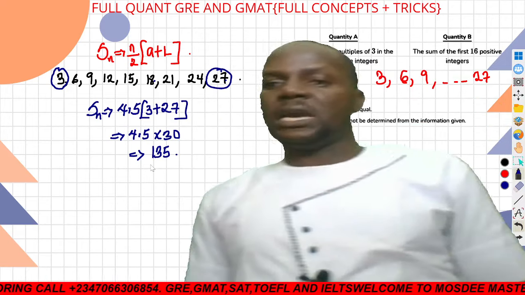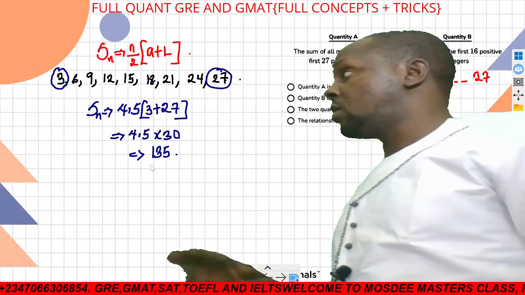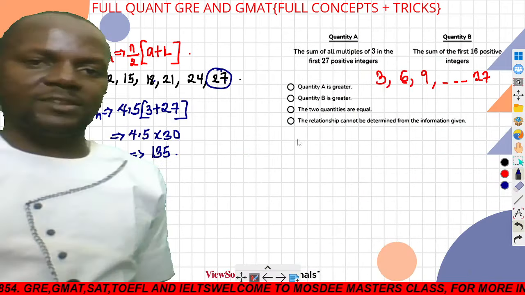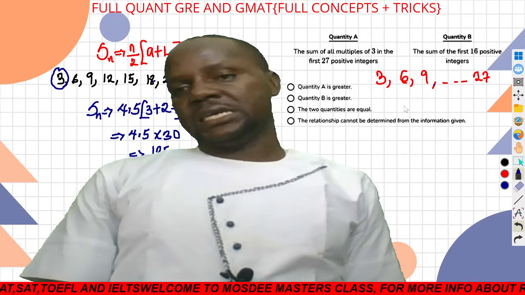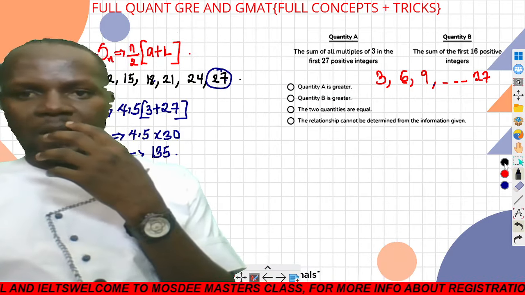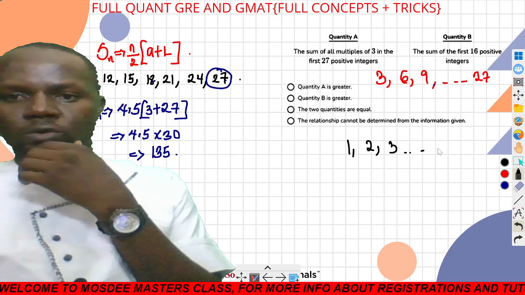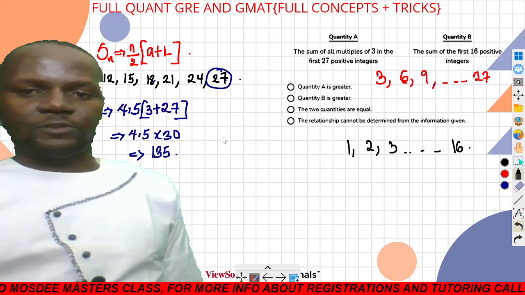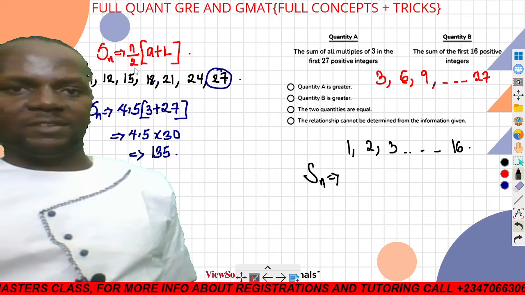Now, on the other hand, the other one here, we have the sum of the first 16 positive integers. So integers can be negative numbers as well. They can be fractions too. Fine. So now, if we want to do this, I think it is better we have it like this. We're adding all the numbers from 1 to 16. Use this formula: sum equals the number of terms, 16, divided by 2.